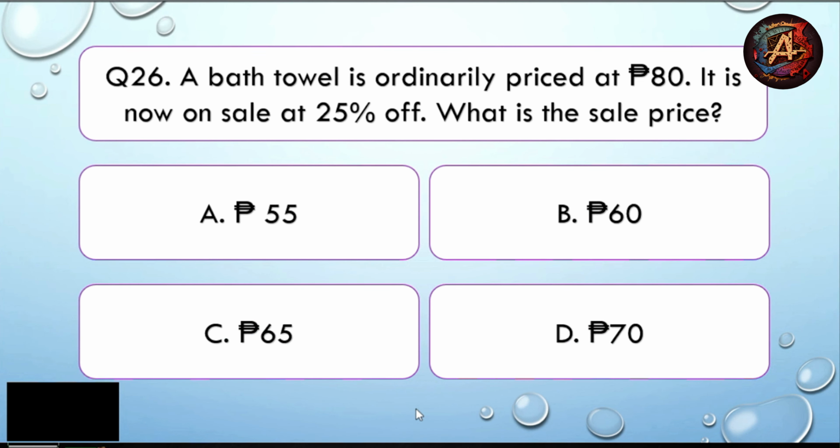A bath towel is ordinarily priced at 80 pesos. It is now on sale at 25% off. What is the sale price? Is it A, 55 pesos, B, 60 pesos, C, 65 pesos, or letter D, 70 pesos? I'll give you 5 seconds.